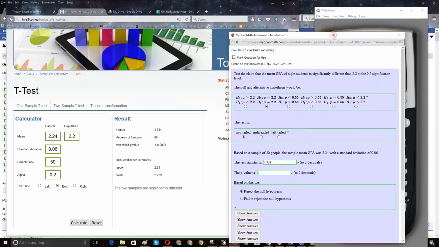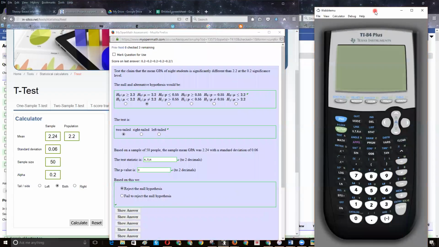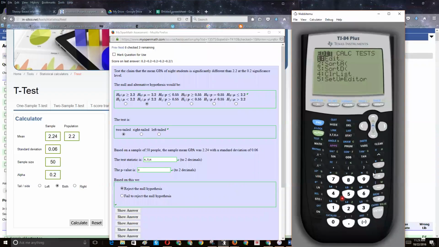Now, if you want to use your graphing calculator for this, you're going to turn it on, of course. You're going to do stat, test, t-test, choice 2, and we've got statistics. We know the mean is the same as the H0 and H1, and then our sample mean was 2.24. Our sample standard deviation was 0.06, and we would have sample size of 50, and we would have two-tailed test. So calculate it, and hopefully we're going to get similar numbers. I certainly did get similar numbers.